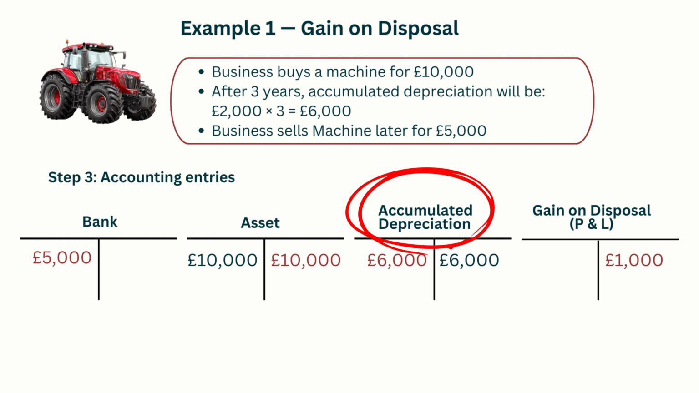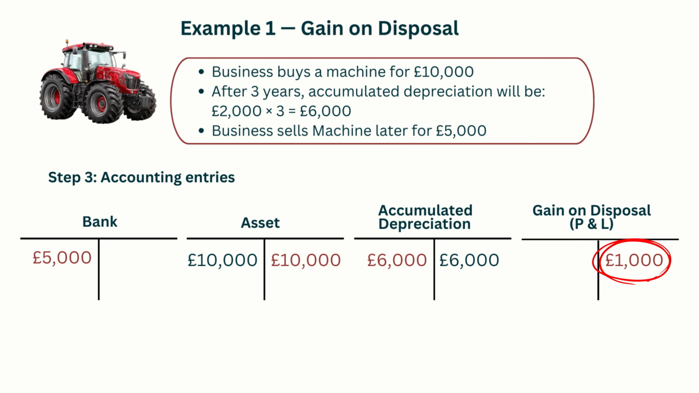Now look at the accumulated depreciation account. Over 3 years, total depreciation charged is £6,000. When the asset is disposed of, the accumulated depreciation must also be removed. So we debit accumulated depreciation with £6,000, clearing the account. We never leave accumulated depreciation behind once the asset is sold or disposed.